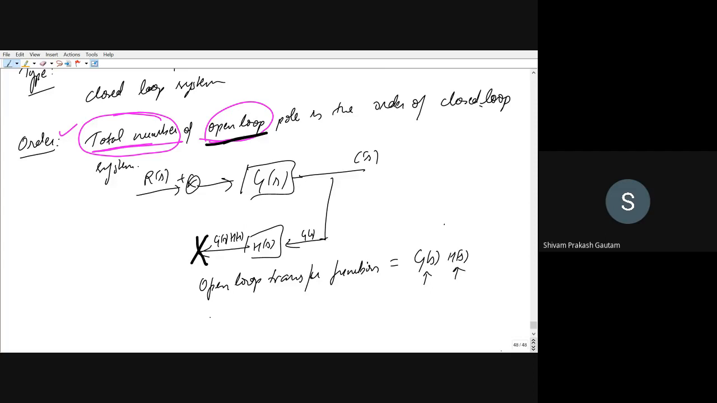In a unity feedback system, what is a unity feedback system? Where H of S is equal to 1. This is what we call unity feedback, right? This is the feedback element. So for a unity feedback system, our open loop transfer function will be simply G of S, because H of S is equal to 1. Are you getting my point? Yes, sir. Okay.